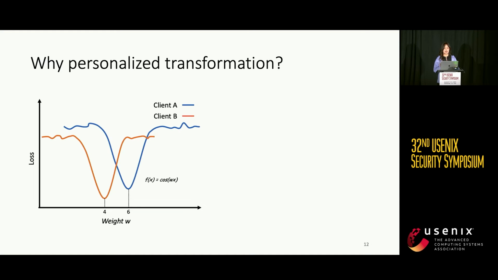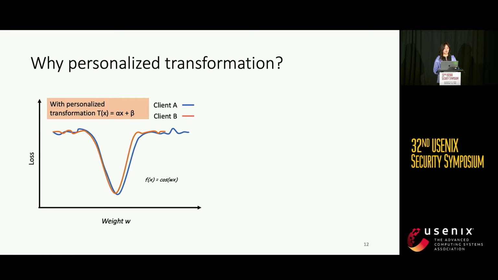So if we just average them together as FedAvg does, we will have a 5. We can notice that if we use this 5 as the global model, both client A and client B will suffer from a very high loss. Now if we use personalized transformation for both client A and client B, we can notice that the heterogeneity between the two clients is reduced, and those two lines become aligned with each other, and then we will have a good global model.